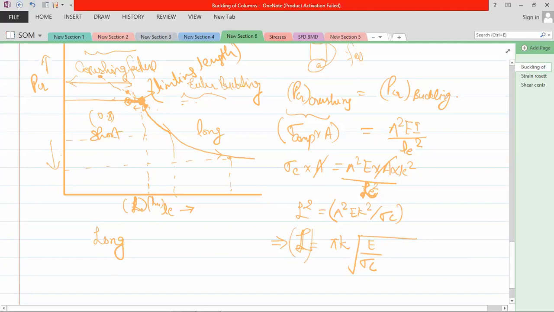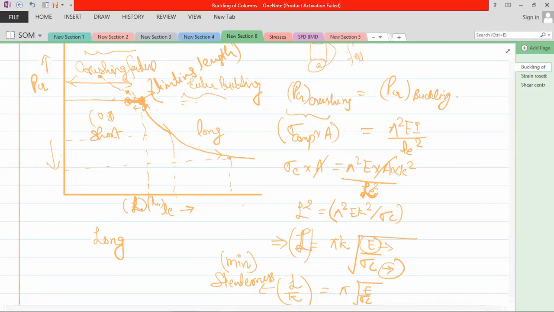You know every term. What is K? Radius of gyration. Sigma C is the maximum compressive stress the body can sustain. E is your modulus of elasticity. Now you can also find the slenderness ratio, Le by K, that is pi under root of E by sigma C. So this is your slenderness ratio, the minimum slenderness ratio for which the Euler buckling concept is considered. That's what I want you to know.